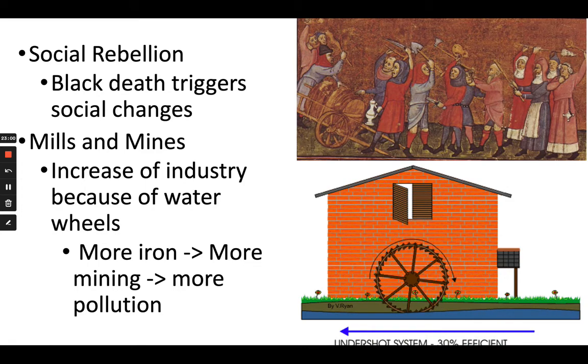Mills will allow for the expansion of iron production, thus leading to an increase in mining and a building boom, thus leading to an increase in quarrying. So you would get stone from a quarry, thus leading to more pollution. So you see a lot of pollution in canals from runoff of mining and increased deforestation.